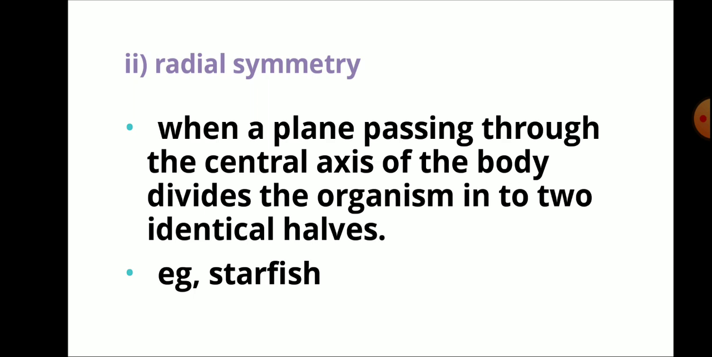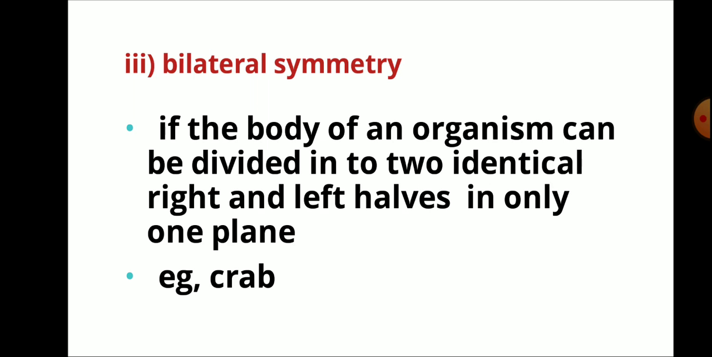Radial symmetry. When a plane passing through the central axis of the body divides the organism into 2 identical halves. For example, starfish. Bilateral symmetry. If the body of an organism can be divided into 2 identical right and left halves in only one plane. Example: crab.